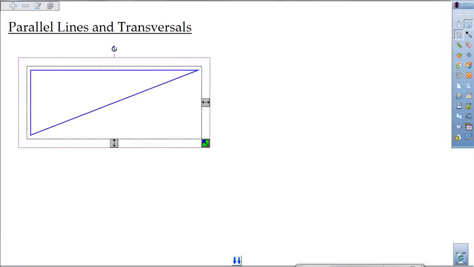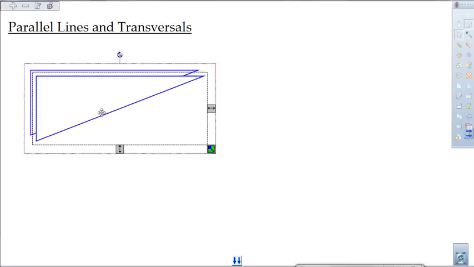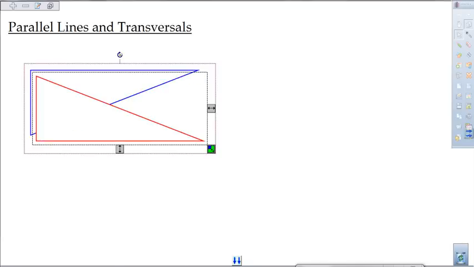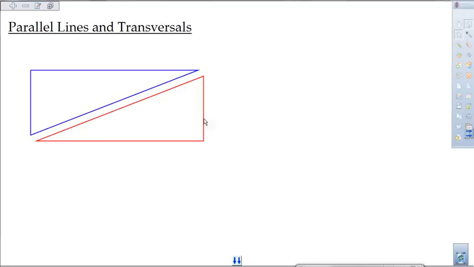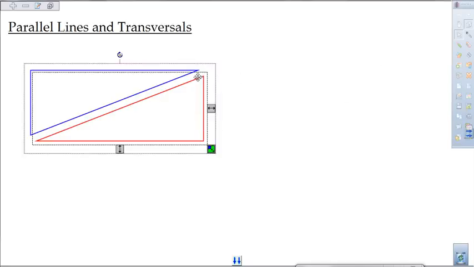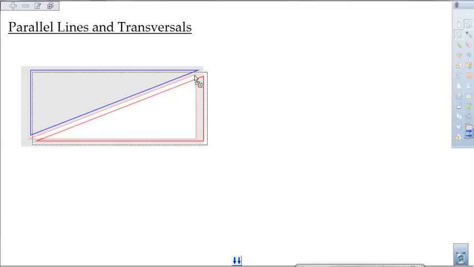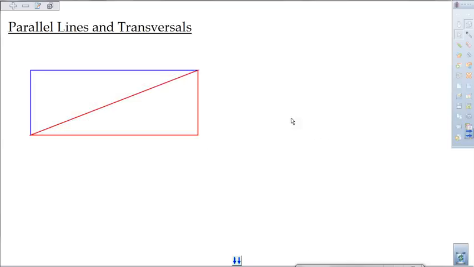Let's make a copy of that and let's paste it. And let's change the color. And let's flip it around vertically and horizontally. There we go. So we have our two triangles here. And line them up. There we go. Okay. We have these two triangles.